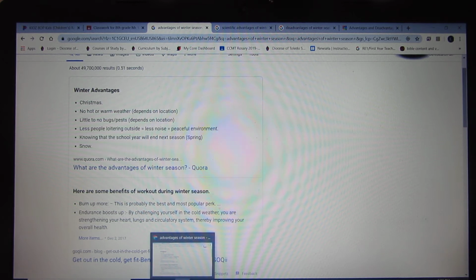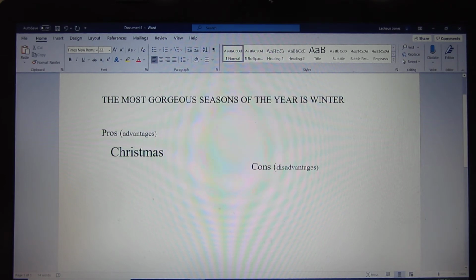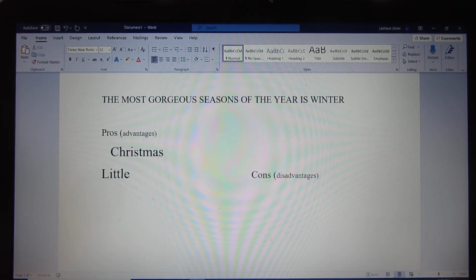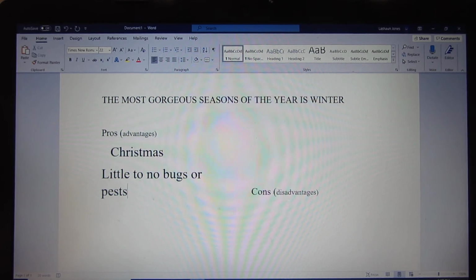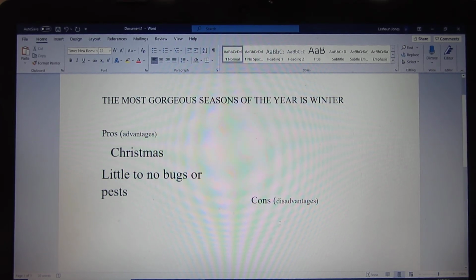Another one: little to no bugs or pests. Something else that I could write about. I could write a sentence about little to no bugs or pests, like mosquitoes and stuff. Oh, this is not working. Not sure why it's doing that. Little to no bugs or pests.